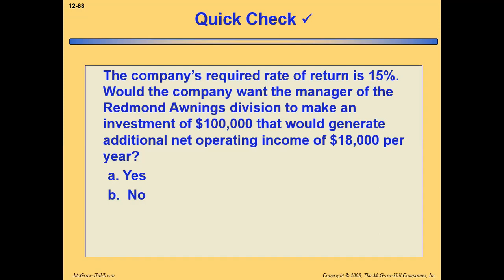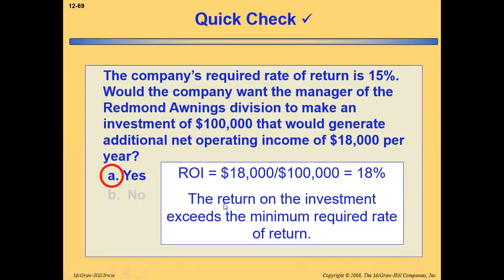78,000. So 4 lakh into 15% is 60,000, but still you have a profit of 18,000. Residual income is 18,000, so that means yes.